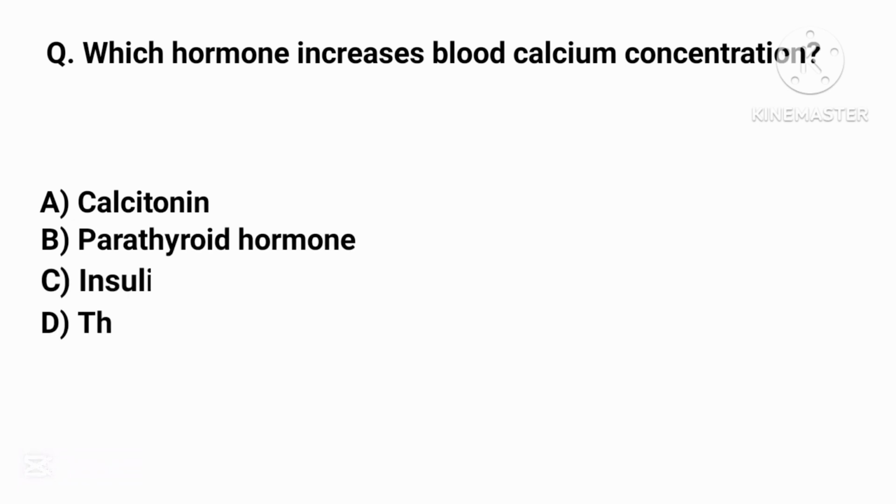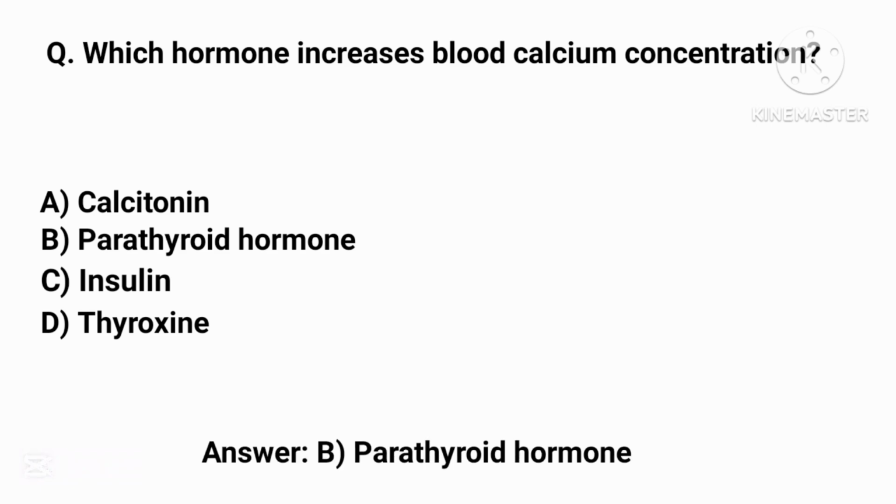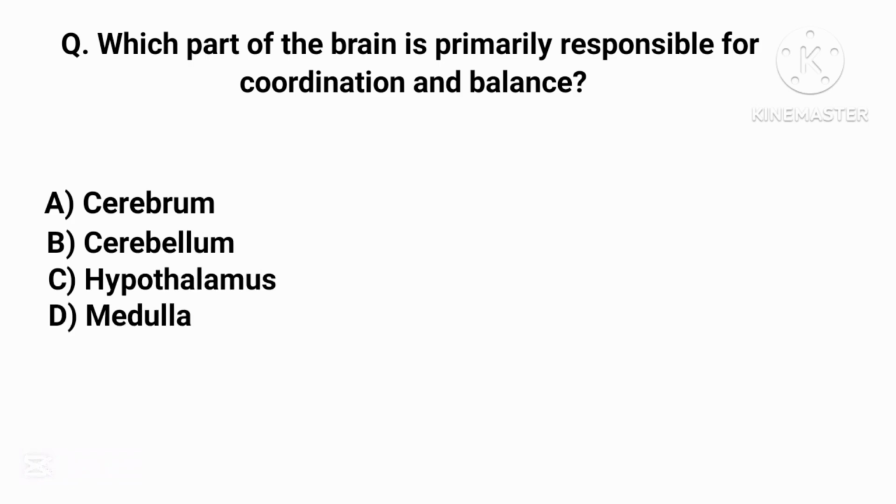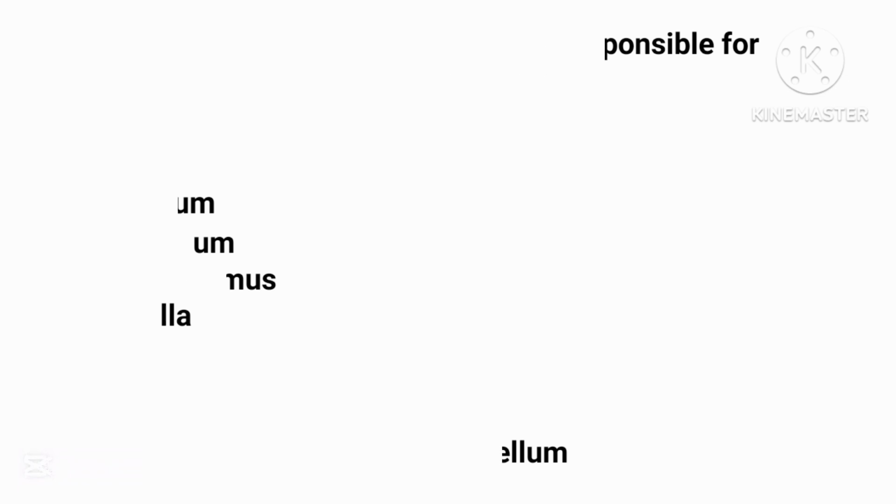Which hormone increases blood calcium concentration? Correct answer is option B, parathyroid hormone. Which part of the brain is primarily responsible for coordination and balance? Correct answer is option B, cerebellum.